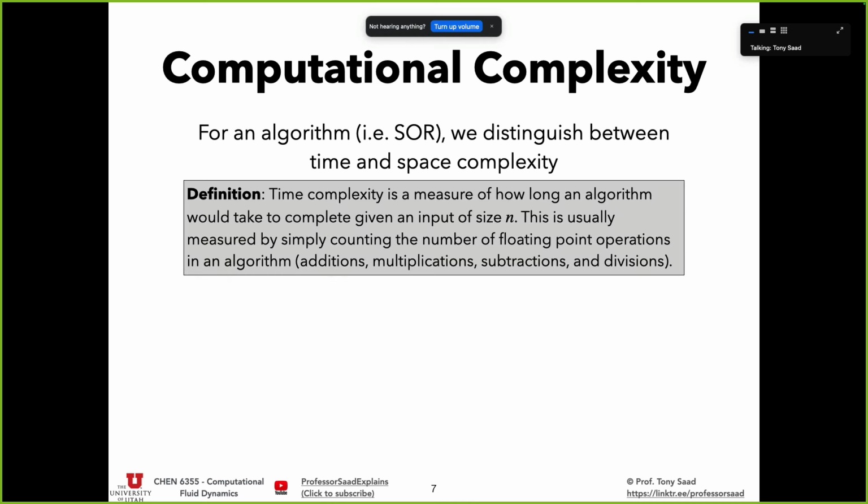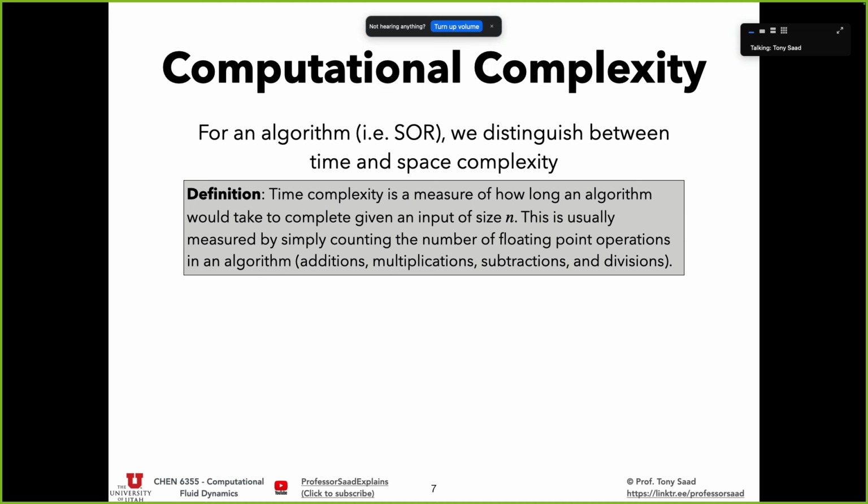Time complexity is a measure of how long an algorithm would take to complete given an input of size n. What is size n? Number of equations, number of grid points, right? How long would it take to complete? This is usually measured analytically by counting the number of floating point operations. That's it. So additions, multiplications, divisions, and subtractions.